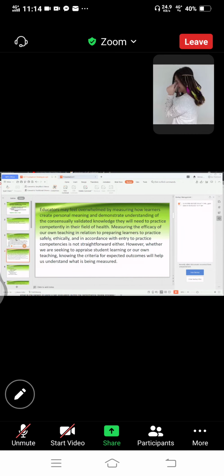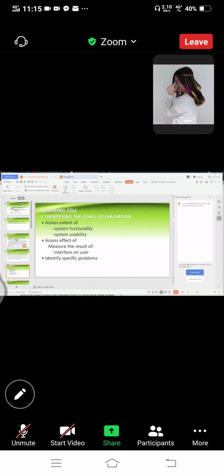Educators may feel overwhelmed by measuring how learners create personal meaning and demonstrate understanding of the consensually validated knowledge they will need to practice competently in their field of health. Measuring the efficacy of our own teaching in relation to preparing learners to practice safely, ethically, and in accordance with entry to practice competencies is not straightforward either. However, whether we are seeking to appraise student learning or our own teaching, knowing the criteria for expected outcomes will help us understand what is being measured.